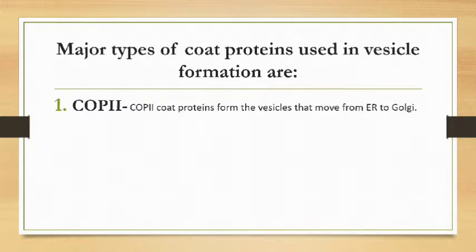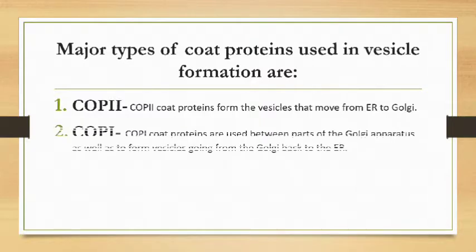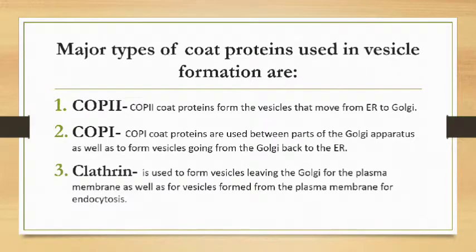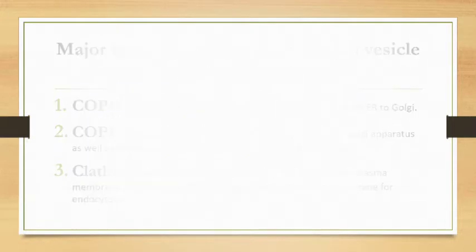COPII coat proteins form the vesicles that move from the ER to the Golgi. COPI coat proteins are used between parts of the Golgi apparatus as well as to form vesicles going from the Golgi back to the ER. Finally, clathrin is used to form vesicles leaving the Golgi for the plasma membrane as well as for vesicles formed from the plasma membrane for endocytosis.